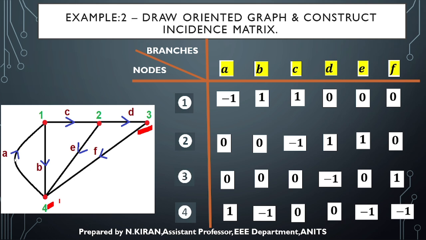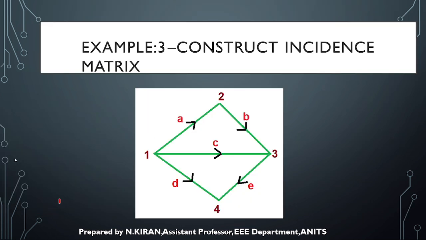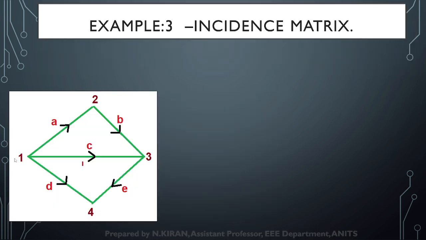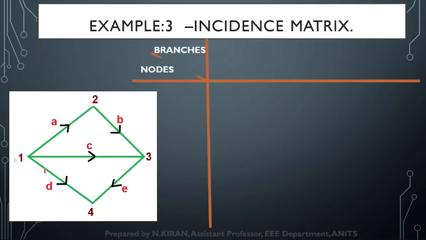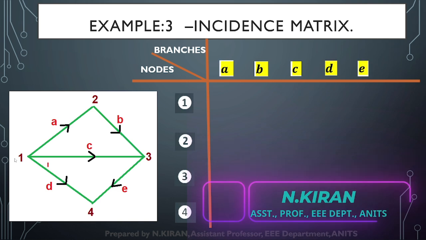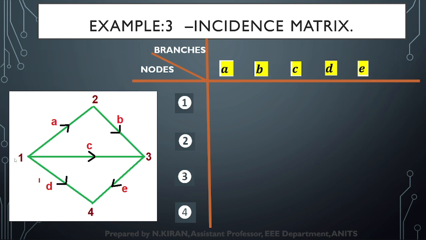So this is how your incident matrix is formed for the given example. So let us consider the third example. Here also the number of nodes I have is 4 and the number of branches I have is 5. So for the first node, when I consider, A branch is away, plus 1, B no relation, 0, C is away, so plus 1, D is also away, plus 1, E is nowhere related, 0.